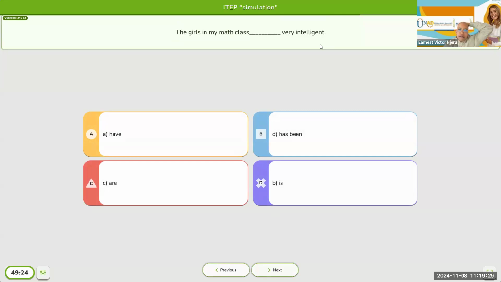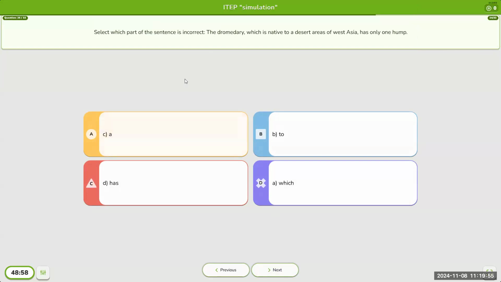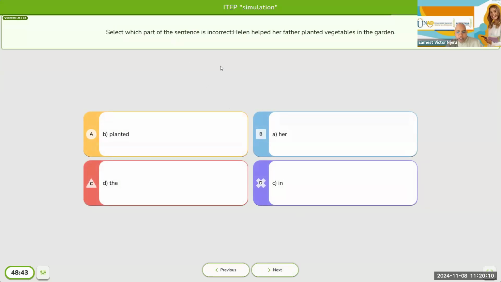The girls in my math class, very intelligent. The answer is are. Very good. This is like for A1. This is A1, teachers. Very good. Good. The next incorrect: select which part of the sentence is incorrect. The dromedary is part of the camel family. The dromedary, which is native to desert areas of West Asia, has only one hump. So A. Yes, because it is the same. Okay. Yeah, very good. And which one is incorrect?